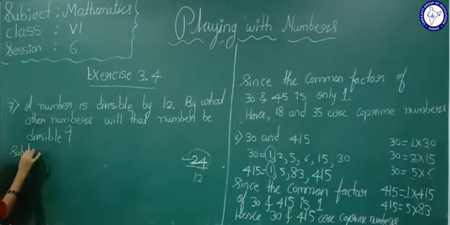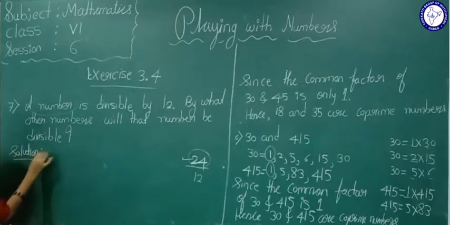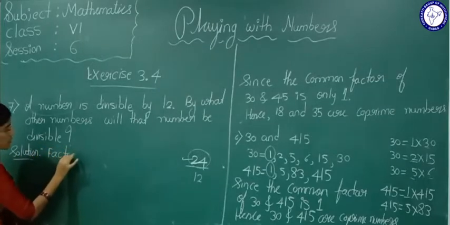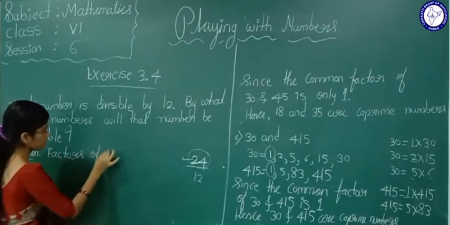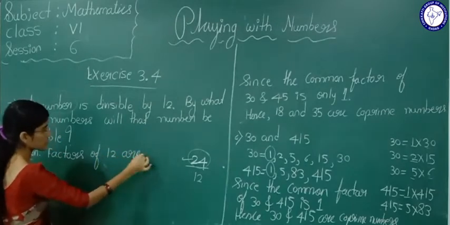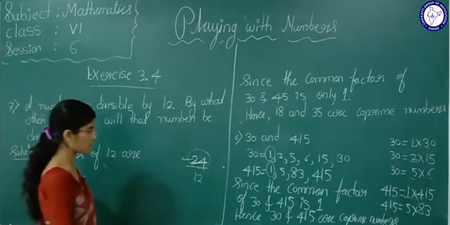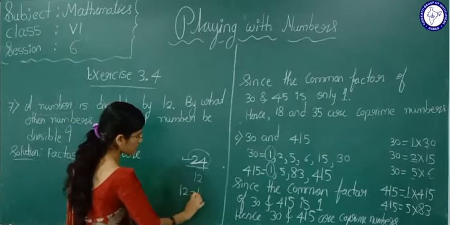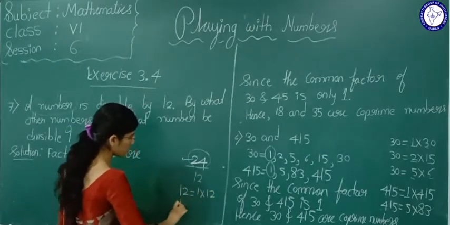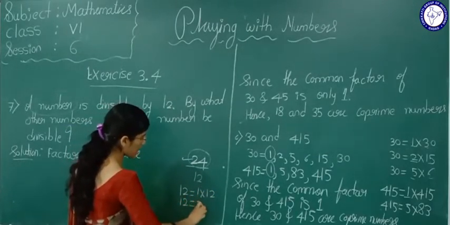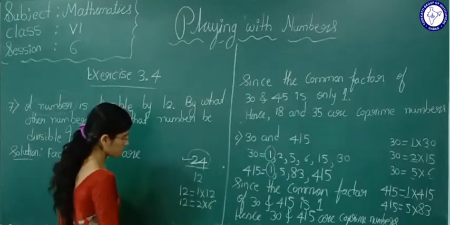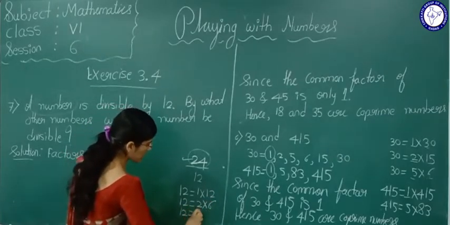What are the factors of 12? This 12 can be expressed as 1 12s. The same 12 can be expressed as 2 6s. The 12 can be expressed as 3 4s.